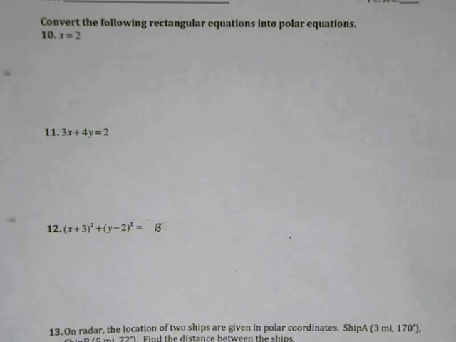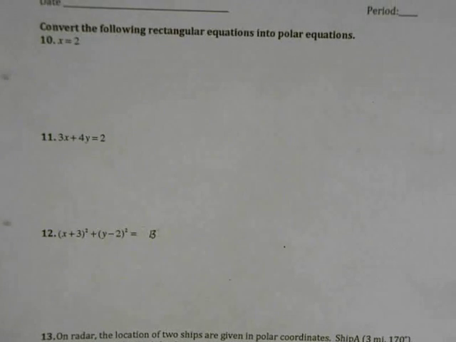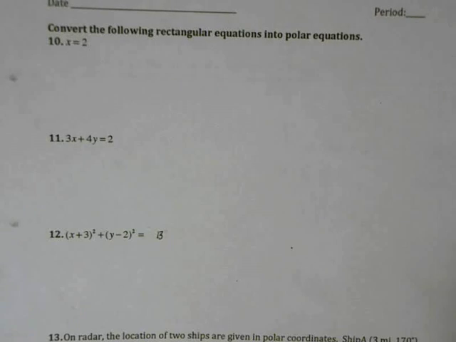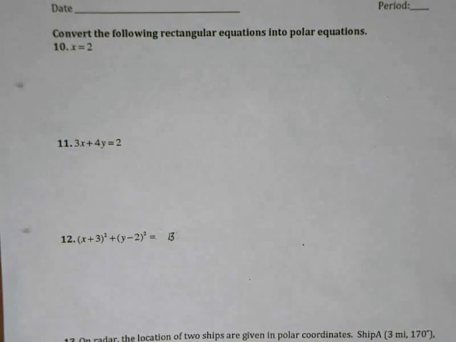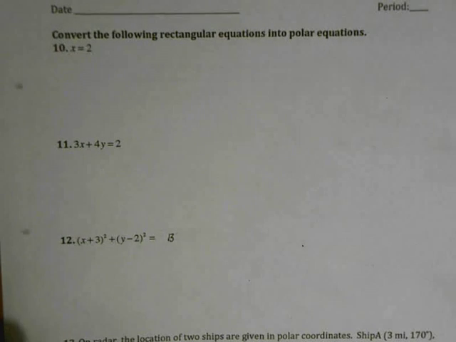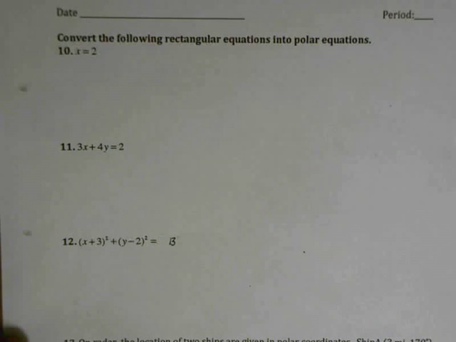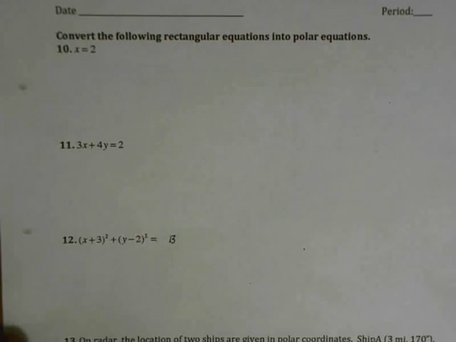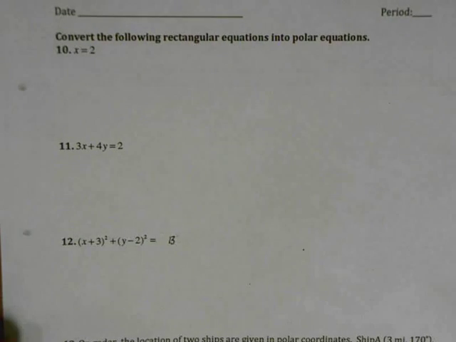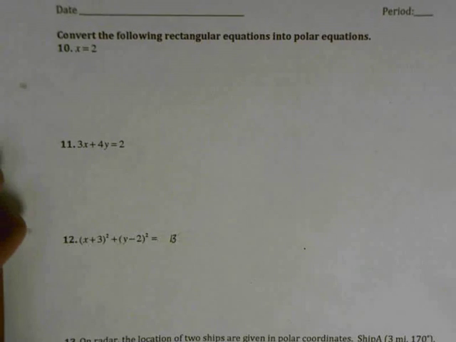Hello, pre-calculus students. This is a lesson on converting rectangular equations into polar equations. Rectangular equations are those that have x and y in them, and polar equations are those that are written as r, the radius, and theta. So we have an equation here with x in it, and we want to convert it into something that only has r and theta.